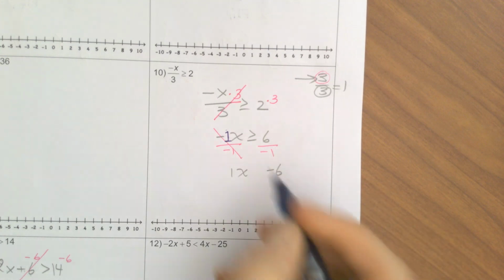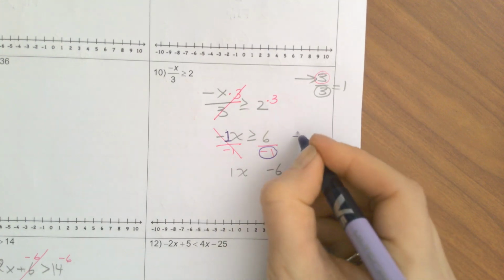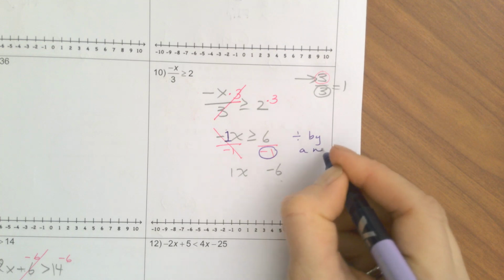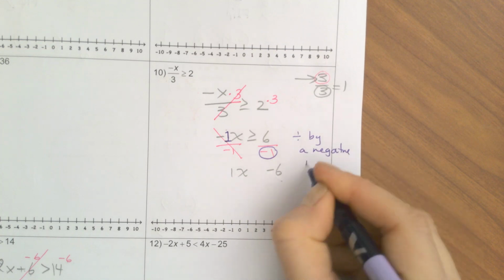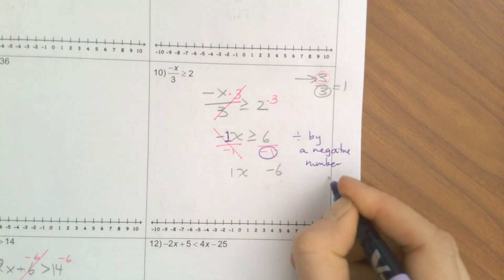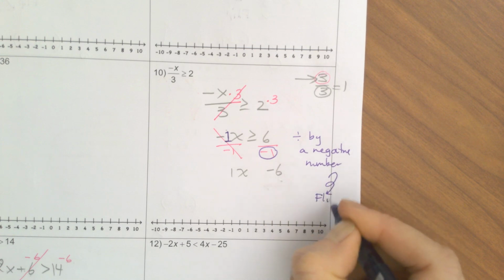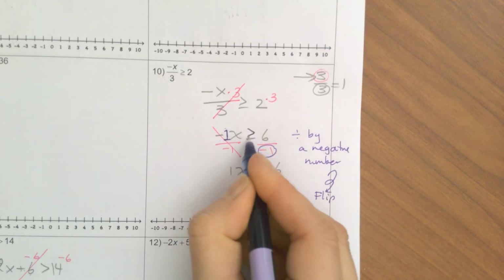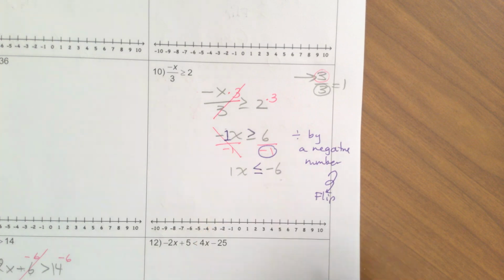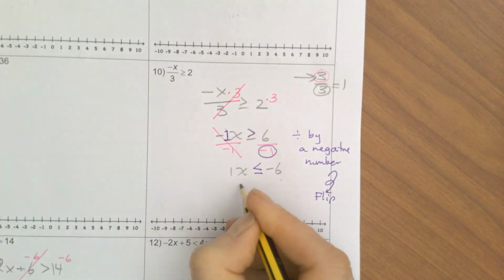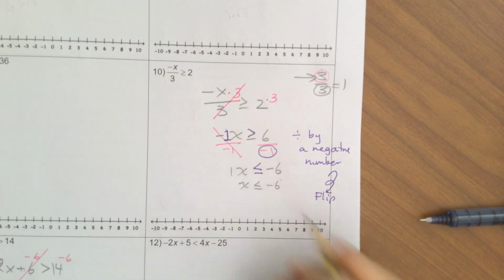Oh, wait a minute, I'm dividing by a negative number. So I must flip the sign. So this went this way, so I have to go that way. Okay, 1 can hide, so it's really like that. So now I have to read it. Letter to the number.